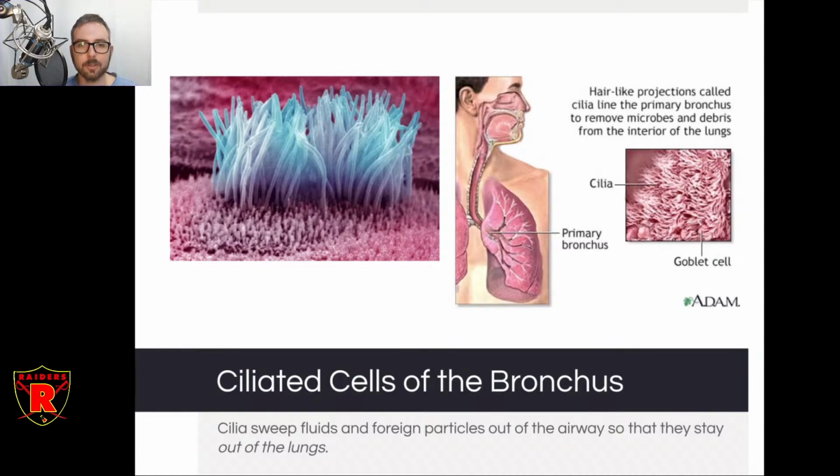Oh, there's an electron micrograph of the cilia. There's a cool, I didn't realize I had it in this presentation. That's cool. That's on the left-hand side there. So those are the little hairs that grow on the ciliated epithelium of the lungs. Oh, I love that picture. That's a great picture.